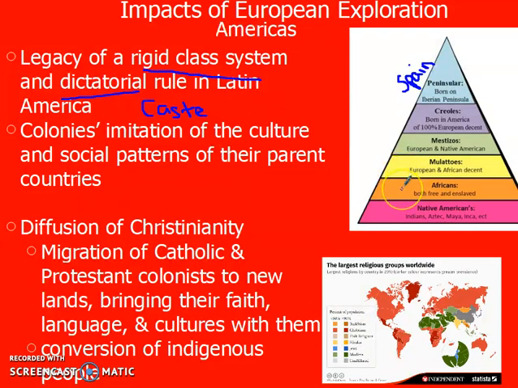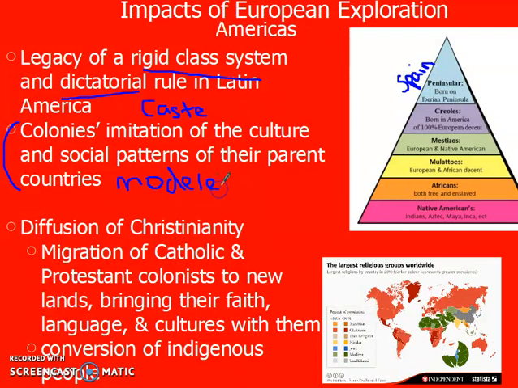Next is the Africans. There are some free Africans. There are Africans who are brought over and then freed by the end of their life, but obviously the vast majority of the Africans brought over are slaves. And then the Native American populations, the Aztec, the Inca, etc. This particular column here, or bullet here, says the colony's imitation of the culture and social patterns of their parent countries. This is just that your government and your traditions are modeled after the country that you're from.